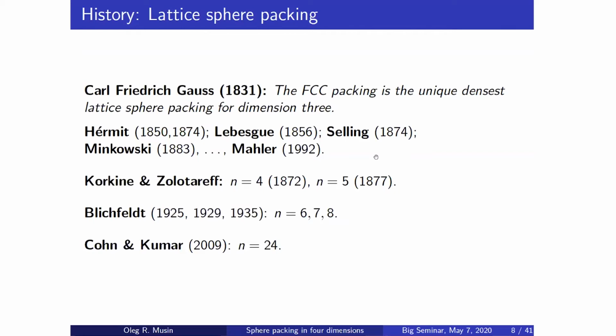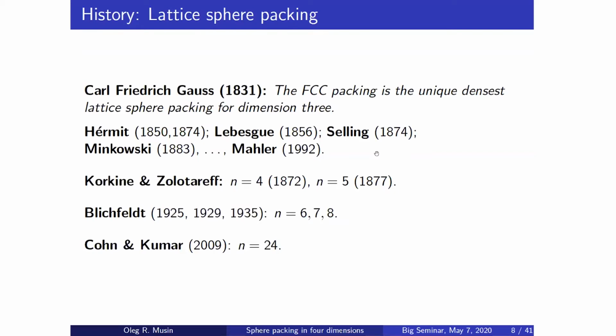Succeeded two Russian mathematicians, actually the students of Chebyshev. They published three papers in 1872. They solved the lattice sphere packing in dimension 4. Namely, they proved that the answer is D4. The lattice is D4.